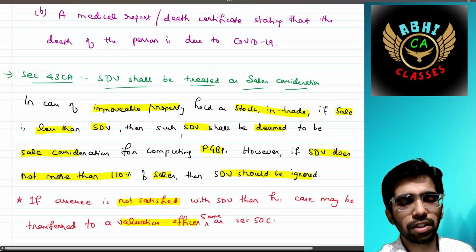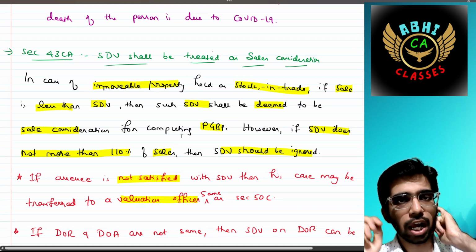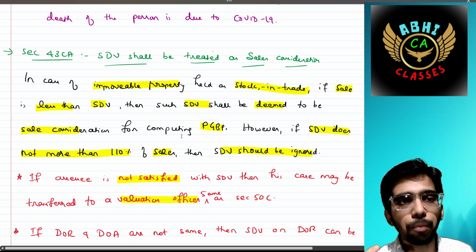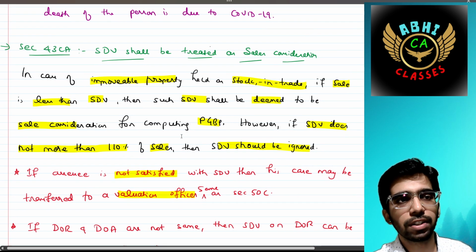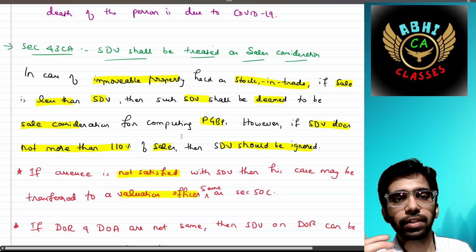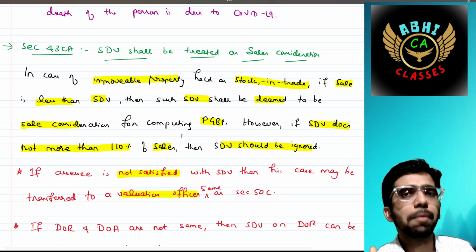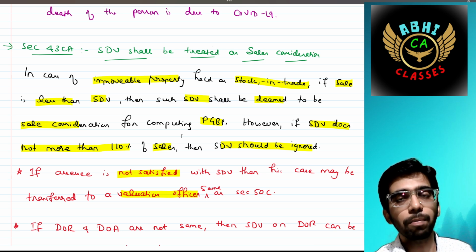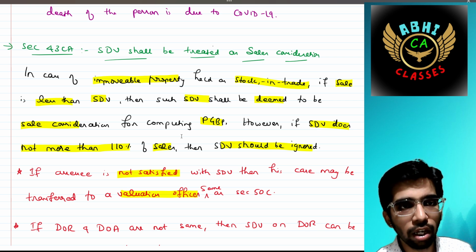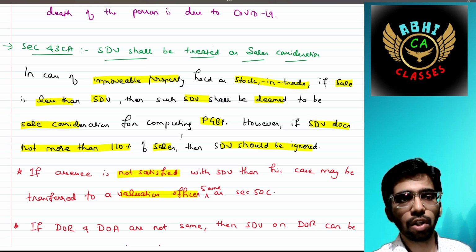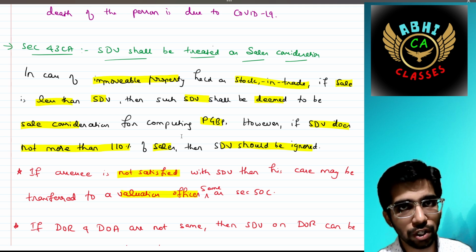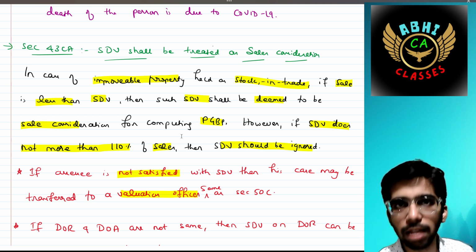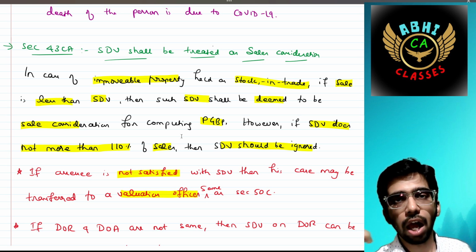That's it. Then section 43CA, HDB shall be treated as sales consideration. In case of immovable property held as stock in trade, if the sale is less than HDB, then such HDB shall be deemed to be sale consideration. This is the same concept we have discussed in the capital gain chapter also. HDB should be treated as sale consideration if HDB is more than the sale consideration. However, if HDB does not exceed 110% of the consideration, then the actual selling price is considered as actual sales, and HDB should be ignored.